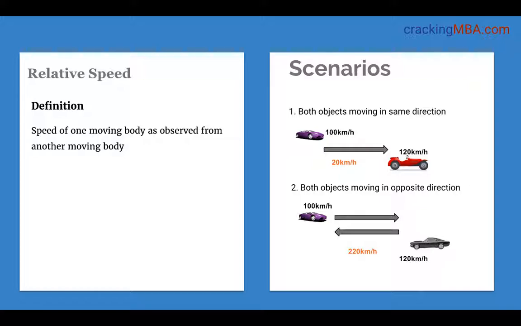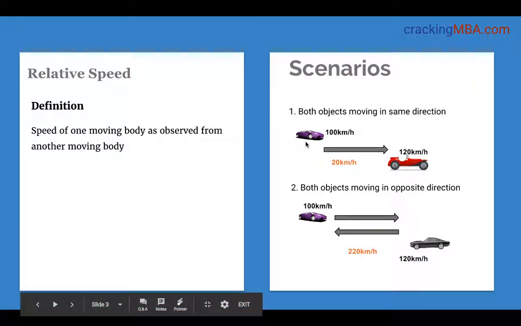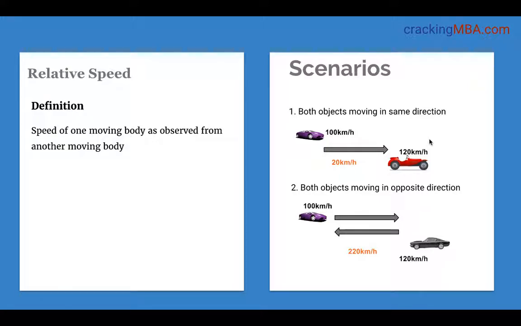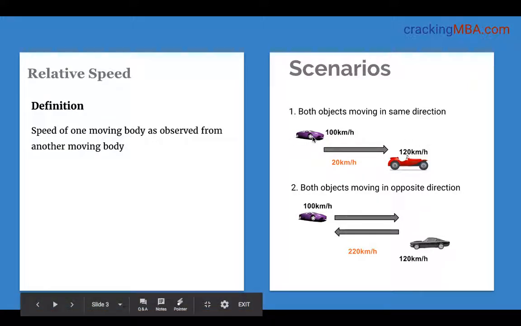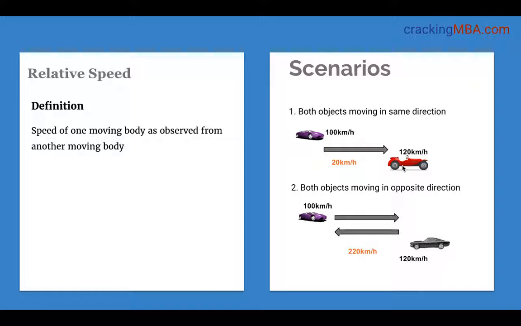So there are two possible scenarios here. Both cars could be moving in the same direction, or both cars could be moving in opposite directions. Let's take both scenarios. In the first scenario, there is a purple car and a red car, both moving in the same direction, one at 100 kilometers an hour and another at 120 kilometers an hour. So the relative speed between them is 20 kilometers an hour. If I were sitting in the purple car, I would notice that the red car is traveling at a speed of 20 kilometers an hour.